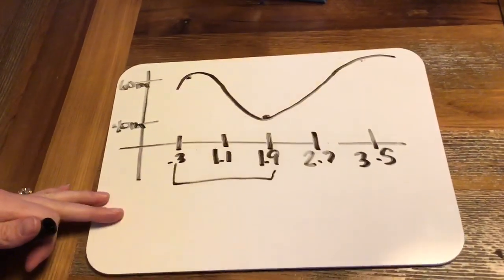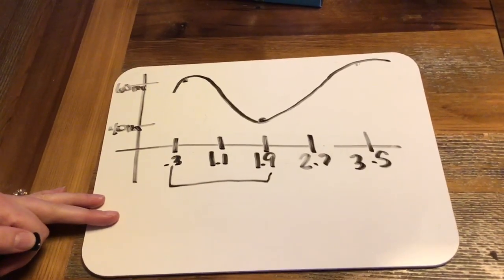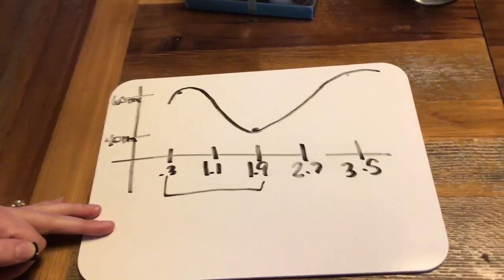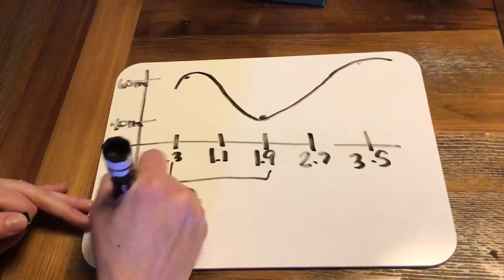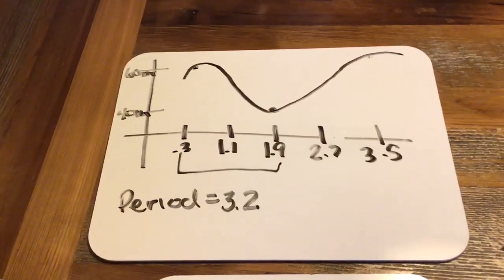So the distance between these two, 1.9 minus 0.3, gives me 1.6. And you need to double that to make your period. So if I double that, I get 3.2. So my period is 3.2, okay?